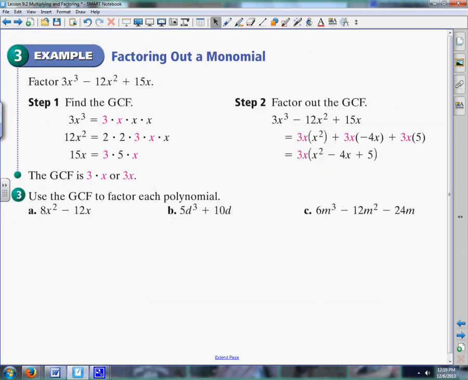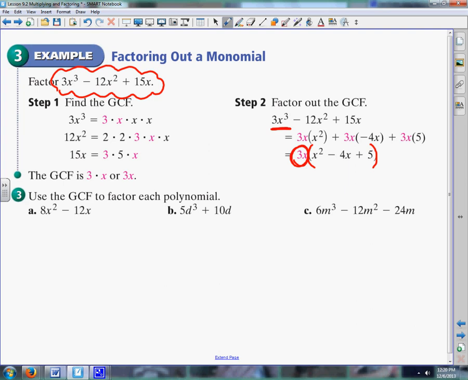Factoring out a monomial. So now, they're going to give you this big, long trinomial, like this one right here. And they want you to factor it. So they want you to take out what it all has in common and then put that on the outside. So you're going to do this factor tree. You're going to find the GCF, and then you're going to take it out and put it out front. And then you're going to have to say, okay, what goes in the parentheses?